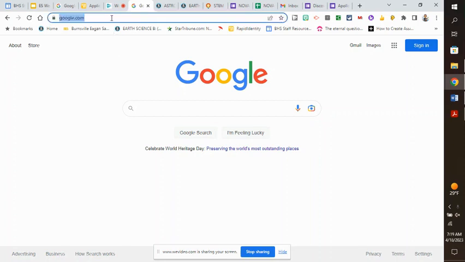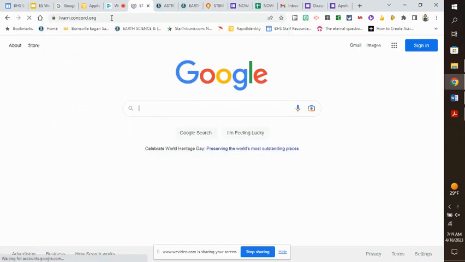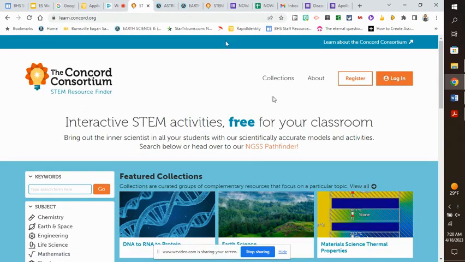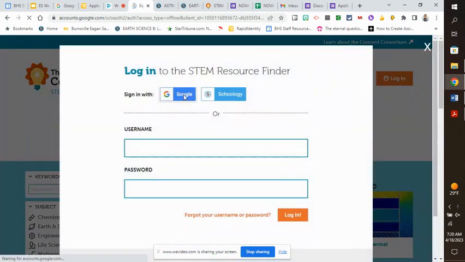So go ahead and go to learn.concord.org and you will probably have to log in. If you have not yet registered, if you're new, talk to me. I'll get you a course code so you can register. Everybody else, go ahead and log in using your Google account.